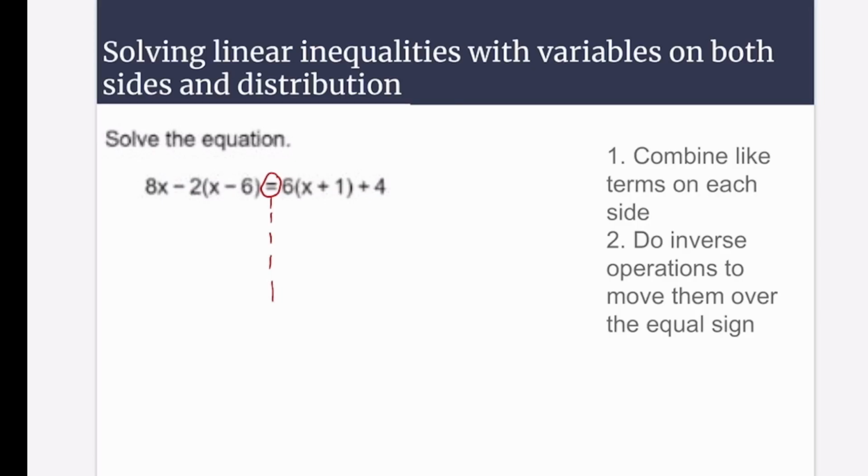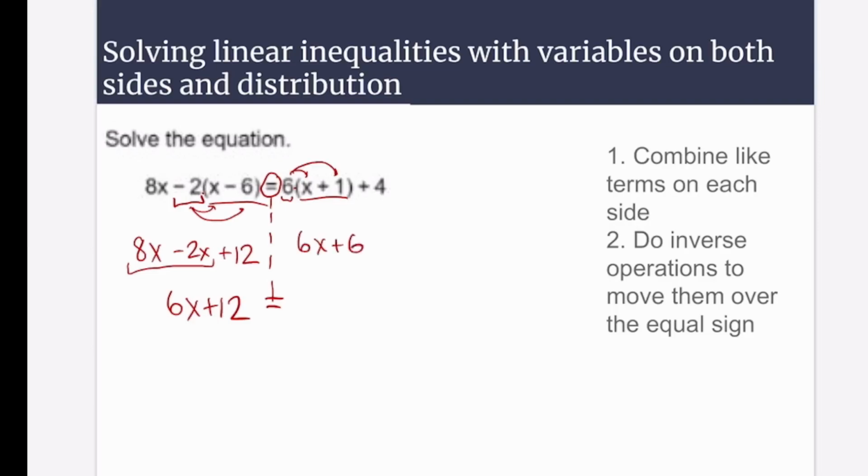On the left side, we have this negative 2 being multiplied by parentheses or a group. So we're going to distribute. So we get negative 2x plus 12. And don't forget there's an 8x out there in front. 8x minus 2x gives us 6x plus 12. On the right side, we have a 6 being multiplied by parentheses. So that gets distributed. 6x plus 6. And don't forget, we also have that plus 4 there. So this gives us 6x plus 10.